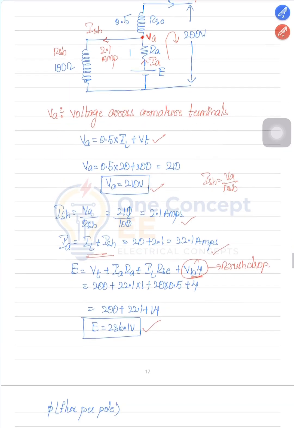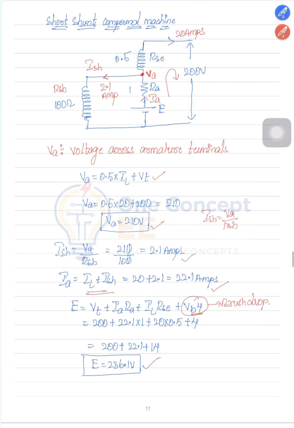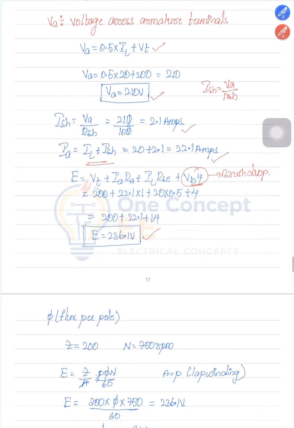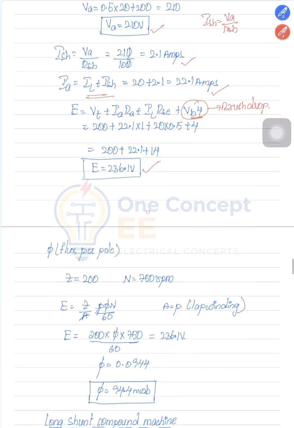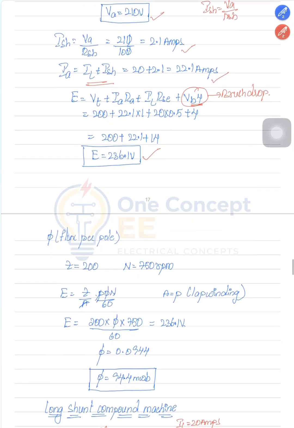We need to find the flux per pole if this machine is connected as a short shunt compound machine. We already know EMF equals Z by A into P phi N by 60. It is lap winding, so A equals P, and then A and P cancel each other. By substituting Z equal to 200, N of 750 RPM, and the induced EMF of 236.1 volt that we found earlier, we get a flux per pole of 94.4 milliweber.